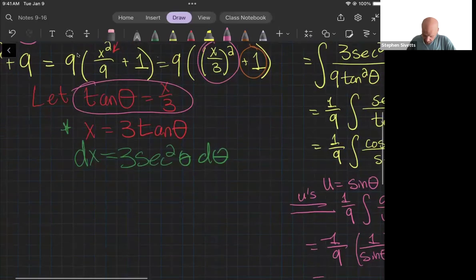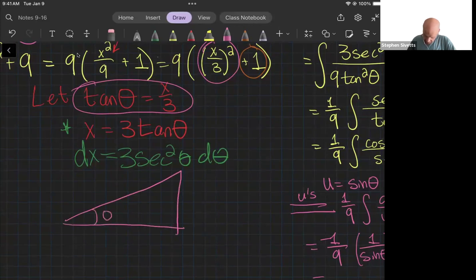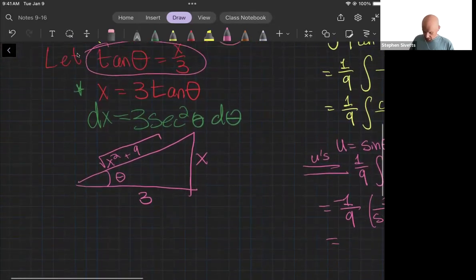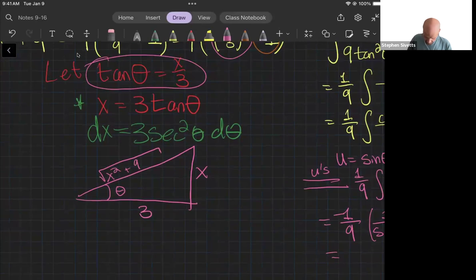So on a right triangle, tangent of theta is the opposite side over the adjacent side. So the opposite side is x over 3. And to solve for the hypotenuse, this is just the square root of x squared plus 3 squared, which is x squared plus 9. Okay, that's how you solve for the hypotenuse. And so this is our right triangle that we need to use.